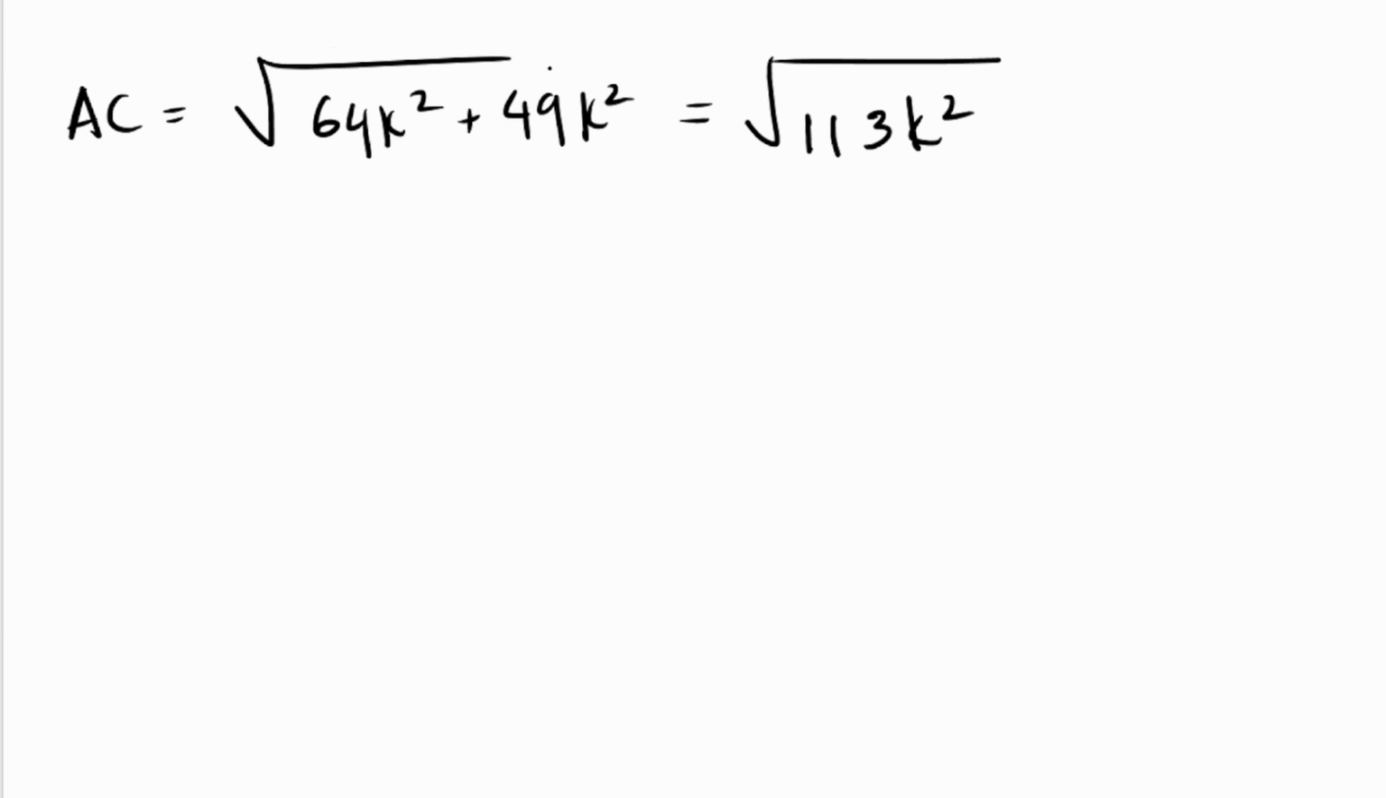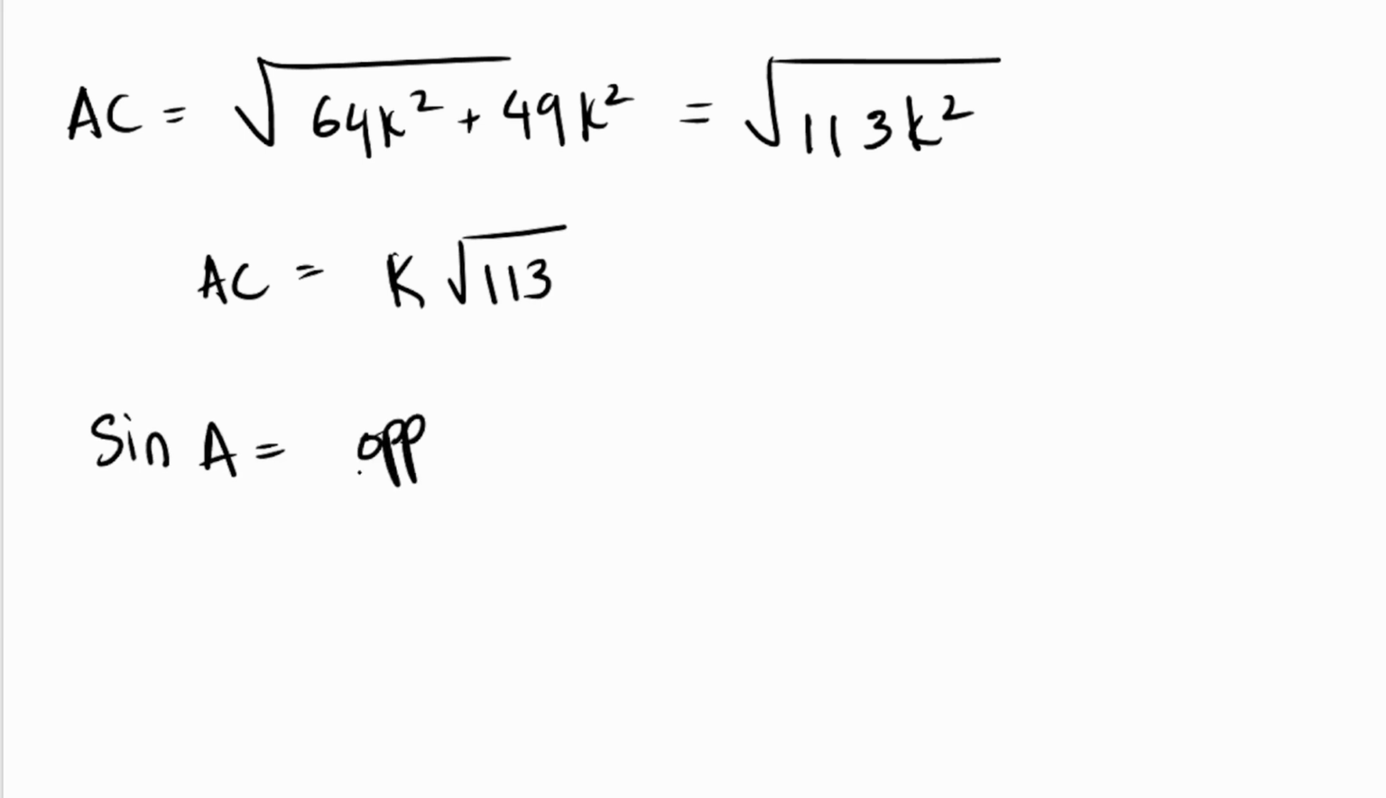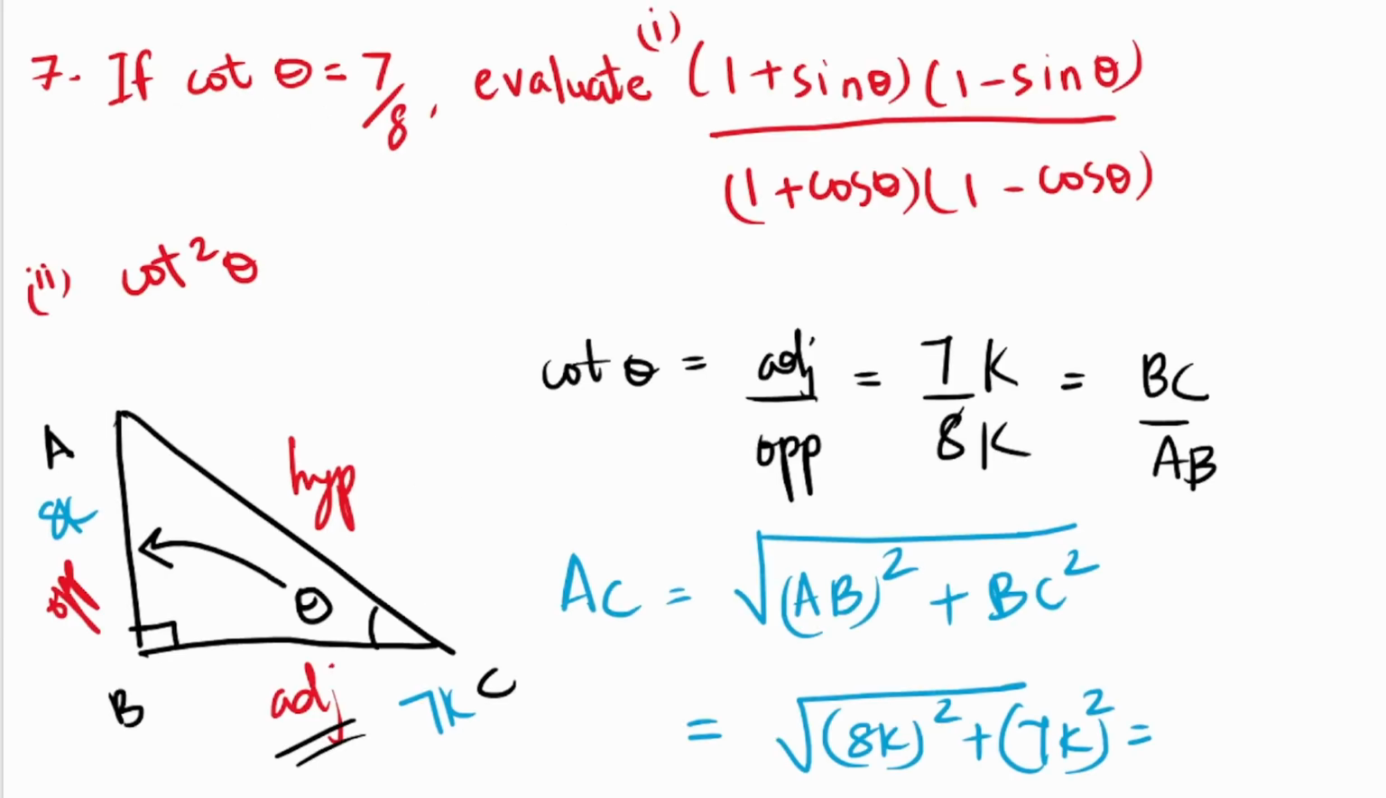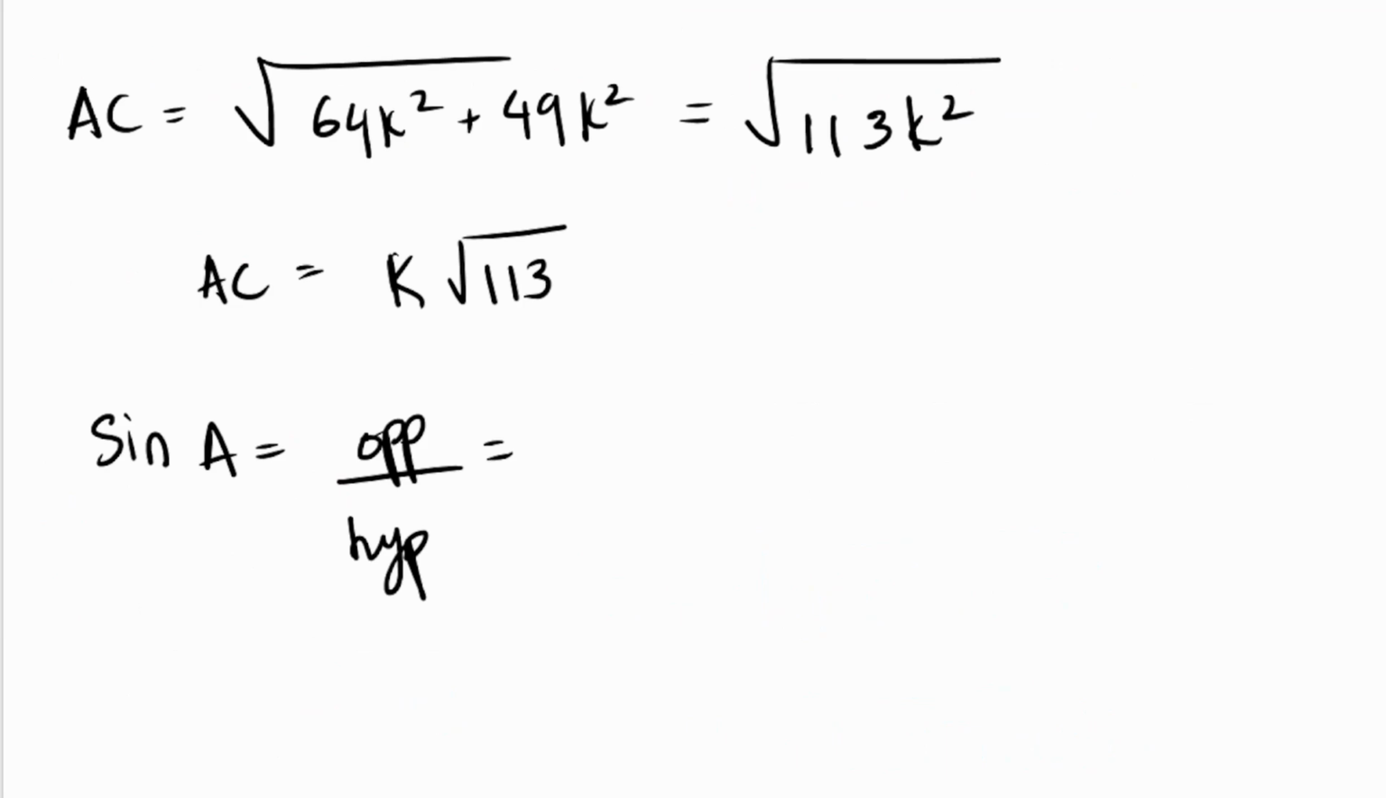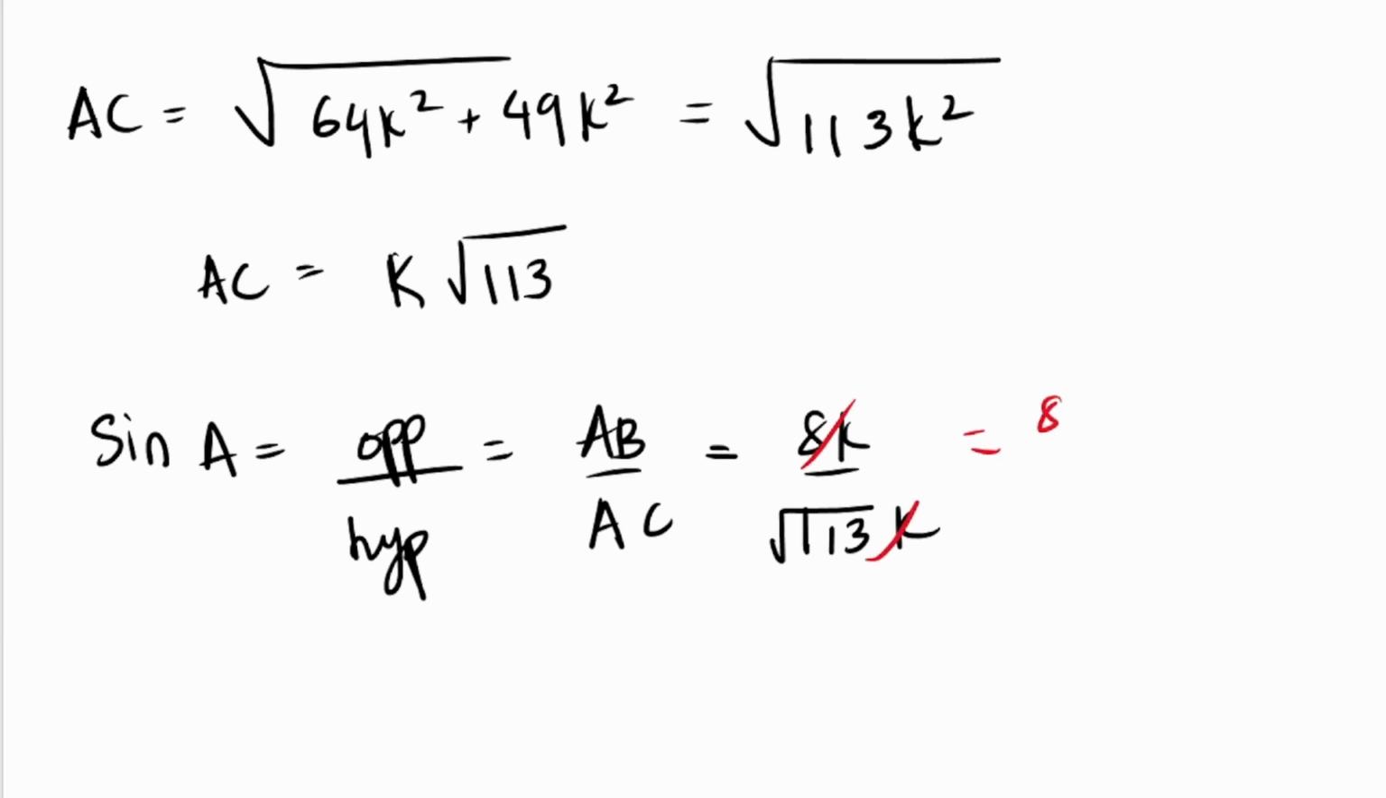I will get AC equal to root of this. 113 is not a perfect square, so we can take the k outside. Then the value of sin A: sin A is nothing but opposite side by hypotenuse. In this triangle, the opposite side is AB by AC, which is 8k by root of 113k. When you cancel out, you get 8 by root of 113.